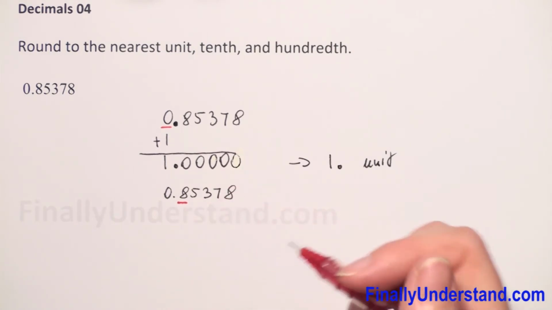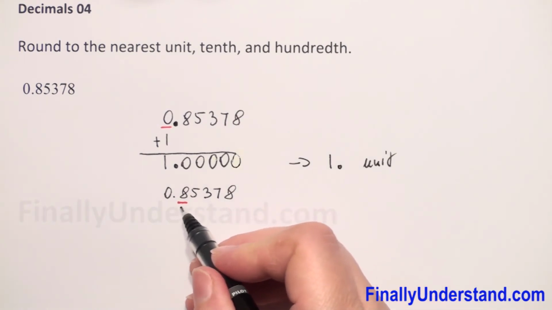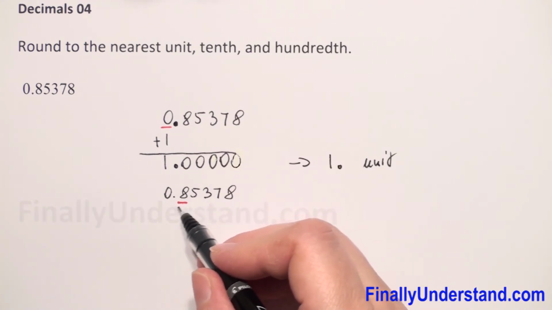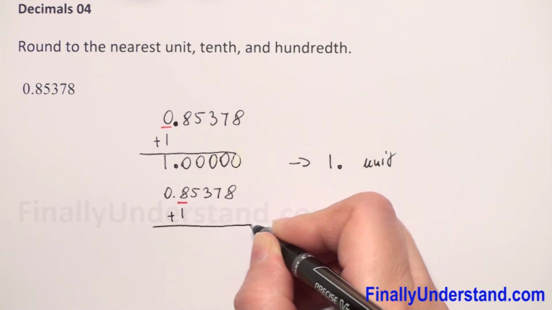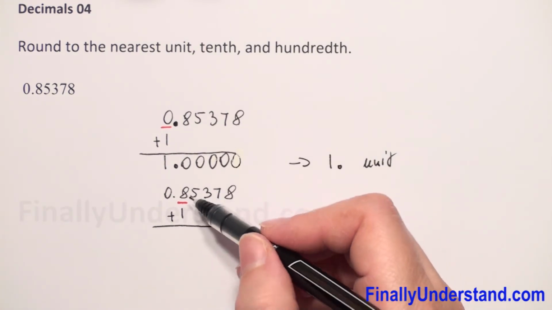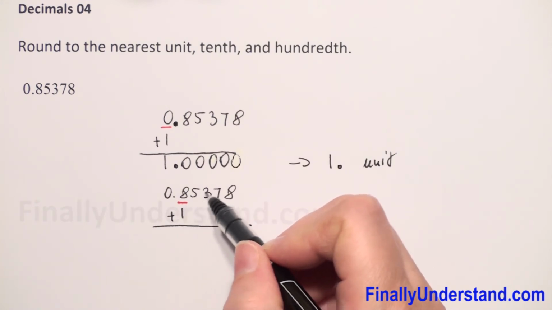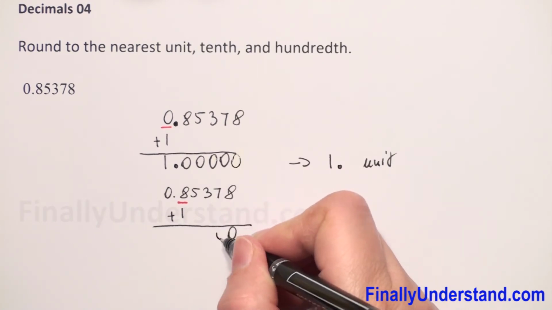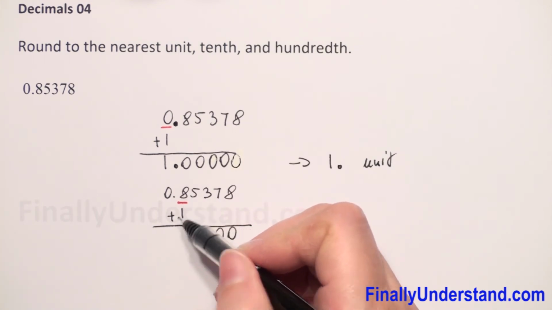And next we have to check what we have behind our underlined digit. So we have 5. When we have 5 or more, we need to add 1 to our underlined digit. So we have plus 1. And now we have to do the addition, and don't forget that every digit which is after our underlined digit we have to change to 0. So 8 we have to change to 0, 7 to 0, 3 to 0, 5 to 0, and now we have to add 8 plus 1 is 9.